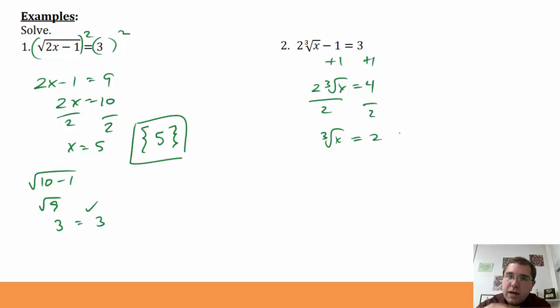It's by itself. So now I undo the radical. I undo the cube root. I undo a cube root by cubing. So I cube both sides. The cube root of x cubed is just x. 2 cubed is 8. So I have x equals 8.